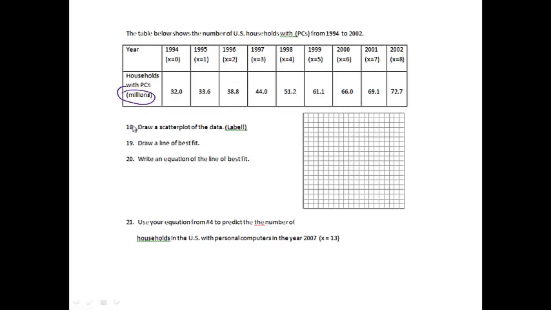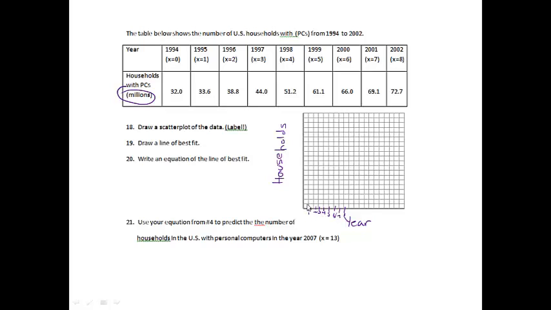Number 18 says to draw a scatter plot of the data and label it. I'm going to label it first. So on the x-axis we will have year, and then on the y-axis we have households with PCs. So I'm just going to put over here households. And then our year, we're not going to put 1994, 95, and so on. We're going to put 0 through 8. So 1, 2, 3, 4, 5, 6, 7, 8. And you could probably have spaced that out. It might have been nice to do that.